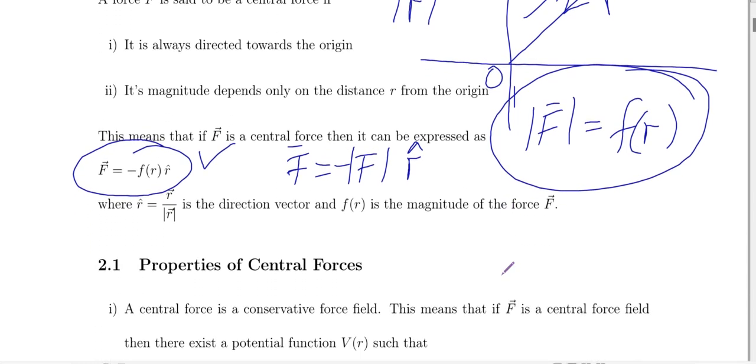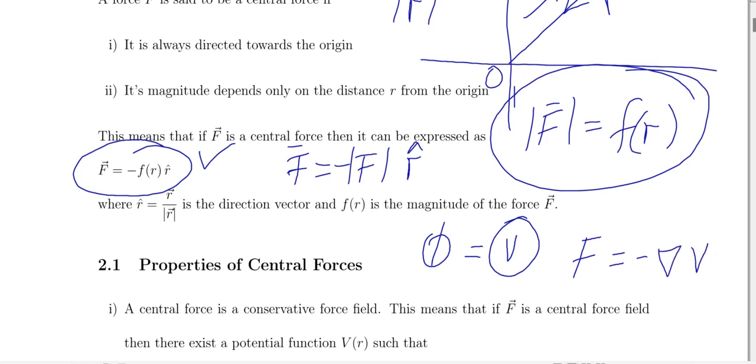Now, some properties of central forces. One is that a central force is conservative. And what do I mean by a conservative force? Remember, a force field is said to be conservative if we can find a scalar function, which sometimes we call phi, or sometimes we may denote it by V, such that F is the negative gradient of V, or phi.